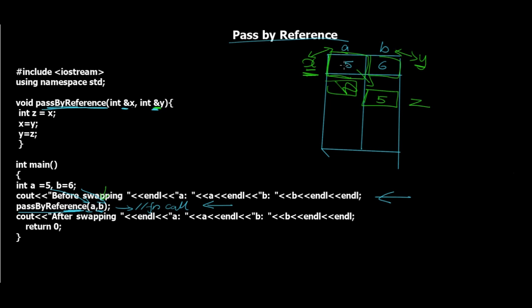Since x and a are the same, this value is being accessed. Then we are saying x is equal to y. So x was 5 and y was 6, so 6 is being copied over here. So this 5 now becomes 6. Let me just erase this out.